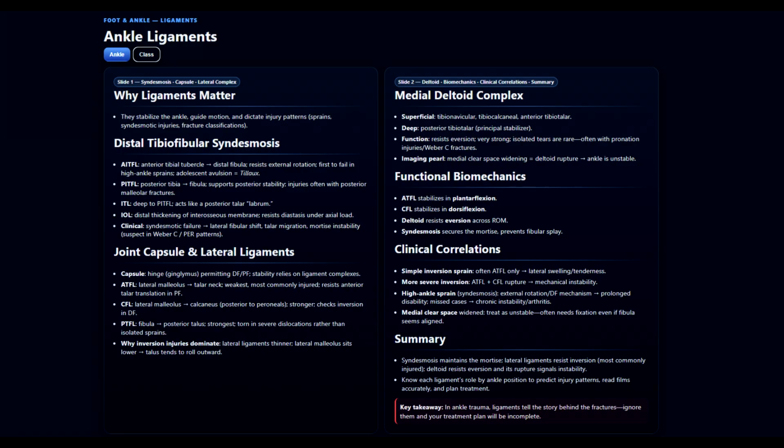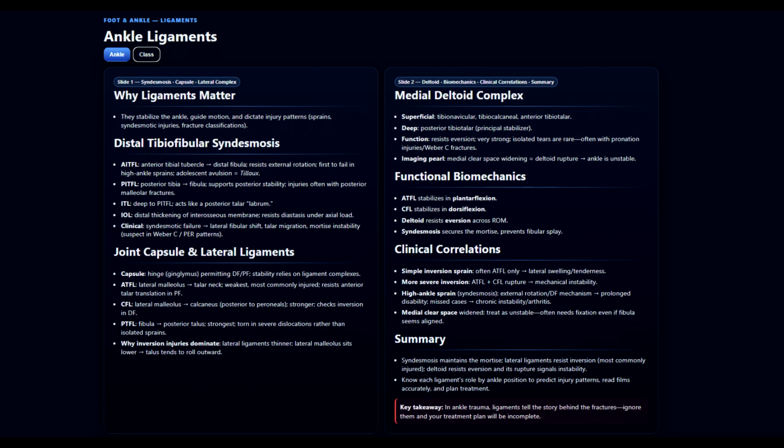From a biomechanical perspective, the AITFL stabilizes the ankle in plantar flexion. The CFL stabilizes it in dorsiflexion. The deltoid resists eversion throughout the arc of motion, and the syndesmosis secures the mortise and prevents the fibula from splaying outward. Thus, every ligament has a role at a different position of the ankle, and injury patterns make sense when we consider these roles.